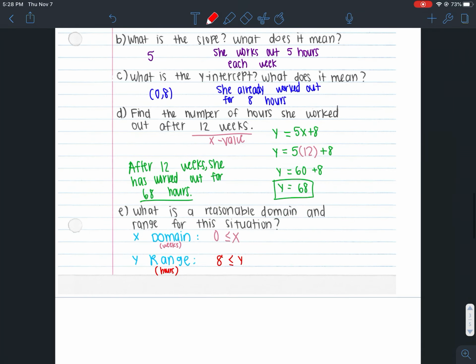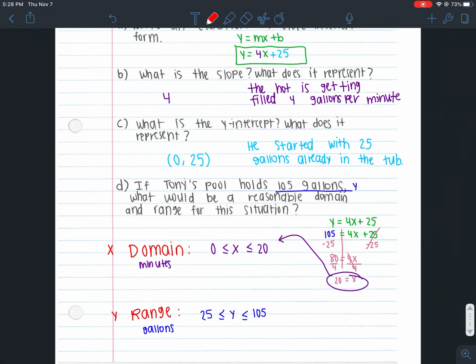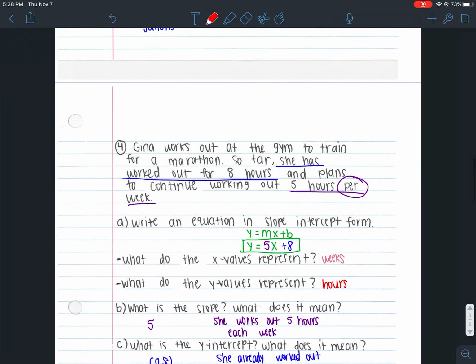So that is it for these notes. A little bit was added on compared to the day before. We're talking about domain and range a little bit and just applying that to our linear equations.